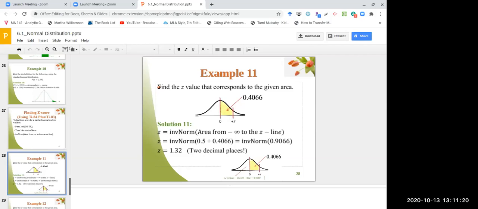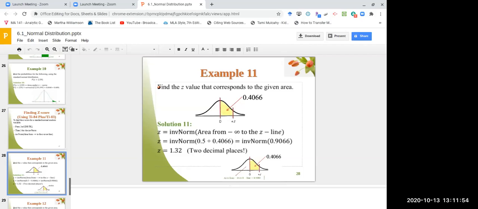When you want to find a probability, I should have said, or an area, you use normal CDF. When you want to find a z-score, you use inverse norm. And these are explained to you more in the slides as they're given to you.